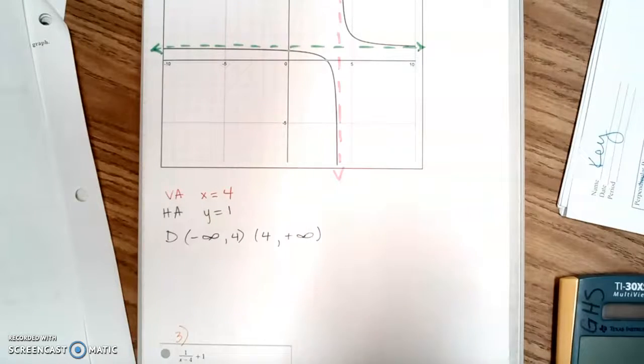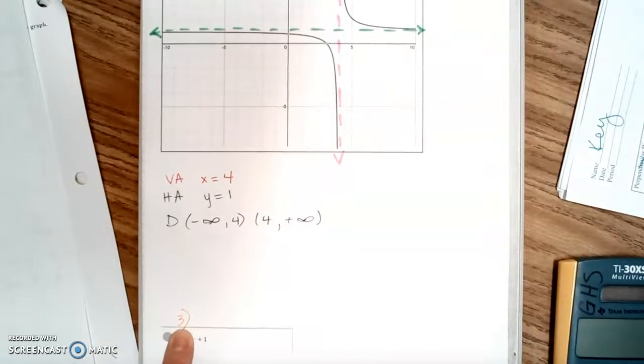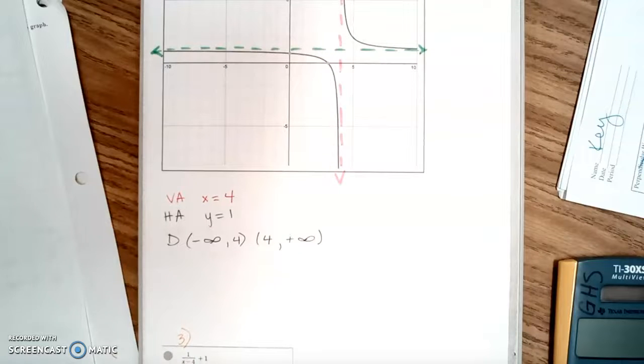The other one I did is number 3, it looks like. So jump down to number 3. Number 3 was 1 over x minus 4 plus 1. Again, I drew in a vertical asymptote at x equals 4, horizontal asymptote at y equals 1. The domain goes from negative infinity up to positive 4, then jumps to the other side of positive 4 and goes up to positive infinity.